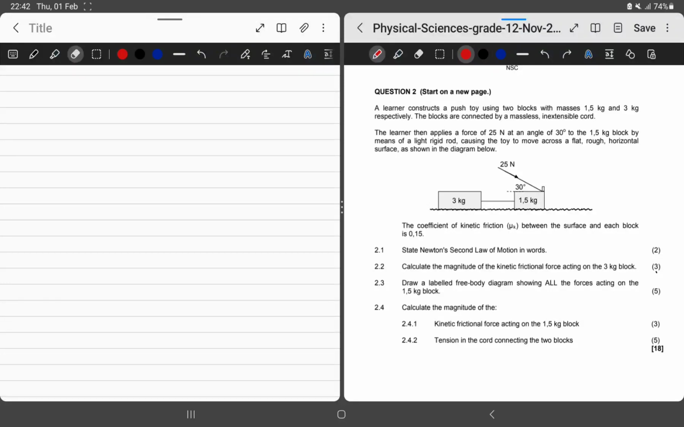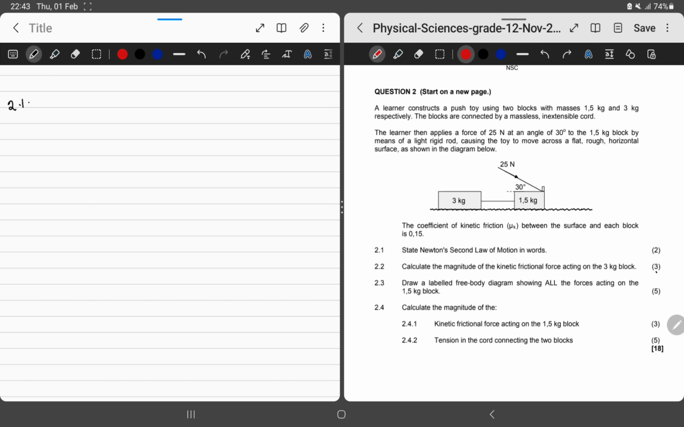Taking this question from the November 2016 grade 12. A learner constructs a push toy using two blocks with masses 1.5 kilograms and 3 kilograms respectively. The blocks are connected by a massless inextensible cord. The learner then applies a force of 25 newtons at an angle of 30 degrees to the 1.5 kilogram block by means of a light rigid cord, causing the toy to move across a flat, rough horizontal surface as shown in the diagram below. The coefficient of kinetic friction between the surface and each block is 0.15.